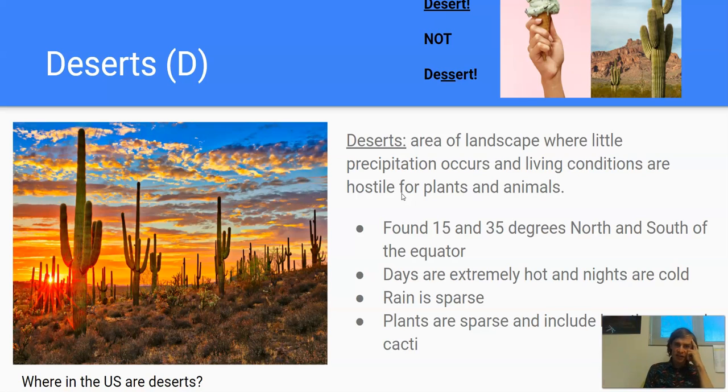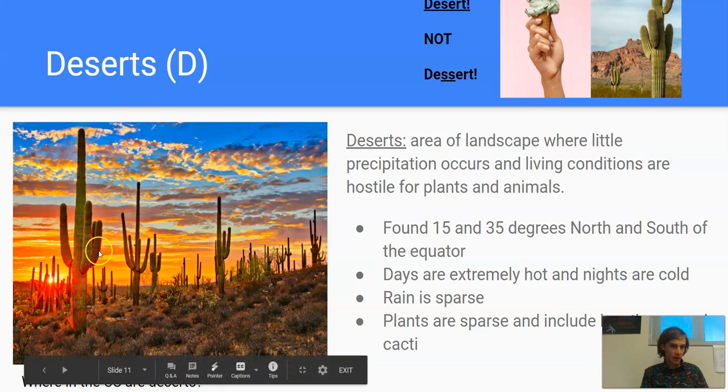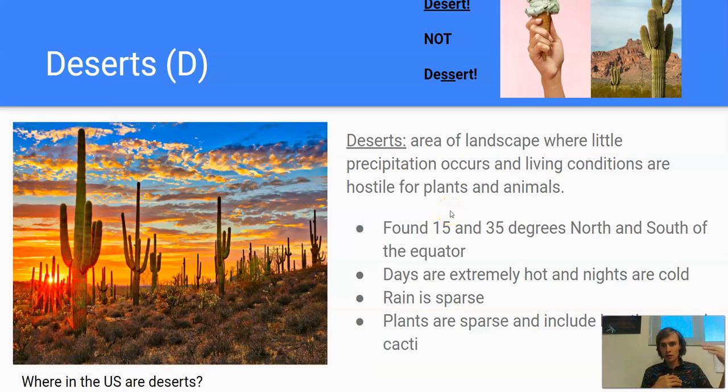Our last ecosystem is the desert. Remember, it's desert with one S, not dessert with two S's. A desert would be an area of landscape where there is little precipitation. So there is not much rain or snow. And the living conditions are often hostile for most plants and animals, though many have adapted to live in these conditions, like the saguaro cactuses that grow in Arizona. These are often found closer to the equator than the grasslands or the forests, 15 to 35 degrees north and south of the equator. We do have deserts in the United States, in Arizona, in Utah.